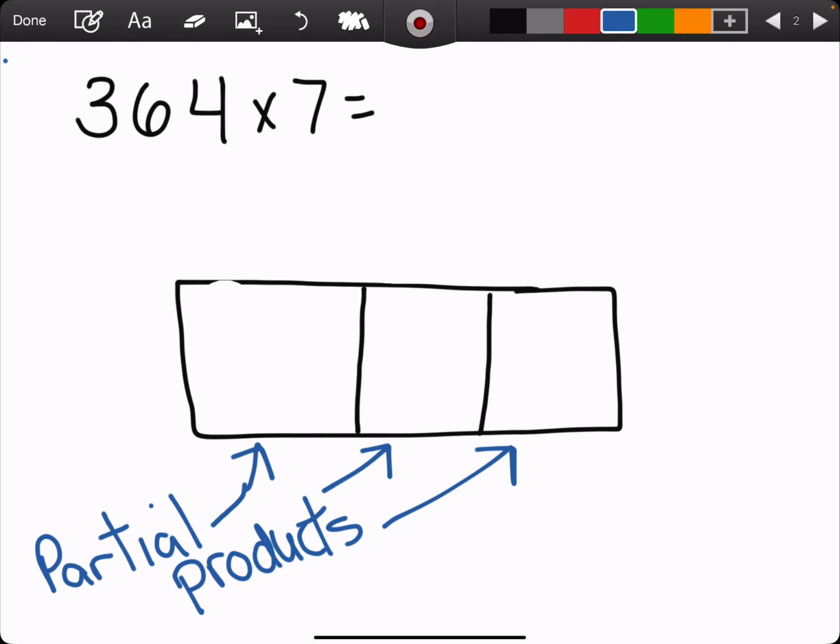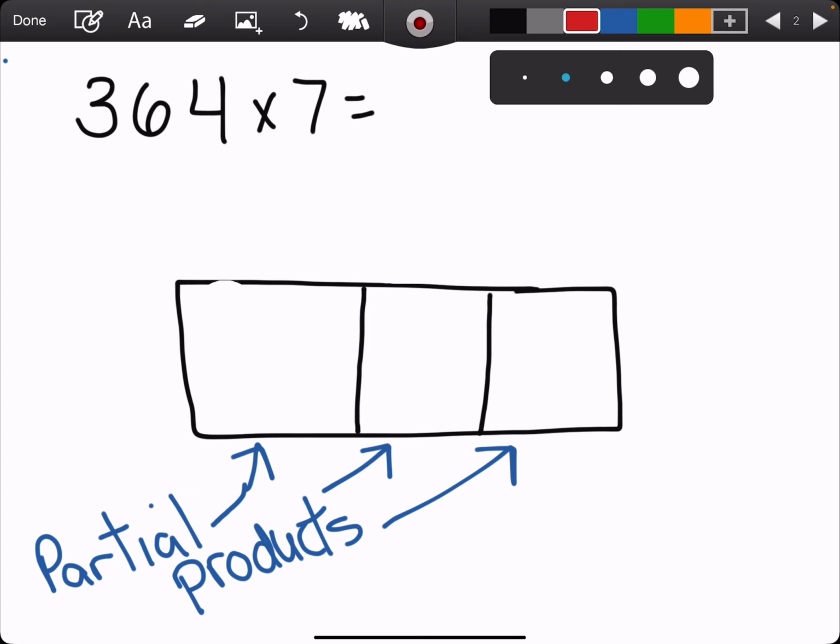So to start, we have 364 times 7. We have our area model on the bottom, which is just a rectangle broken up into parts, and we'll call each one of these parts our partial products, because we're taking a part of our whole and we're going to keep on breaking it up. Since 364 goes to the hundreds place, we're breaking it up into three parts.